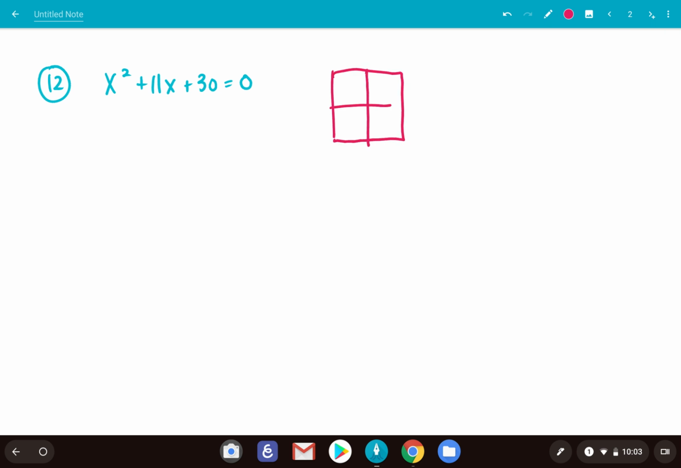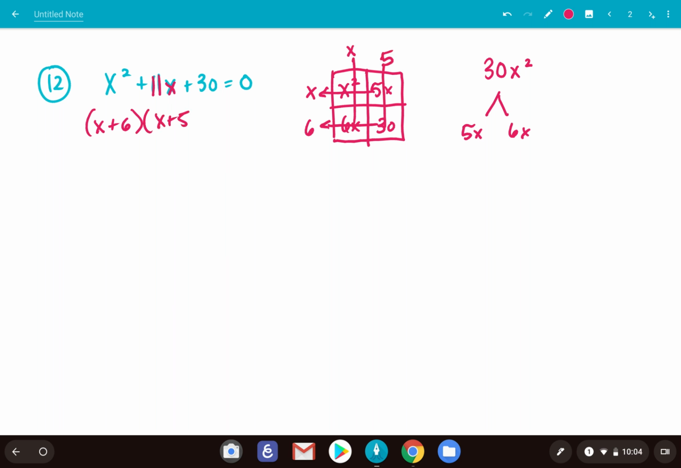For number 12, this one is set up really nicely for factoring and using the zero product property. You could factor this trinomial. You need factors of 30x squared that add up to 11x. So I could use 5x and 6x. And if I factor out a 6, one of my factors would be x plus 6. And one of my factors would be x plus 5.